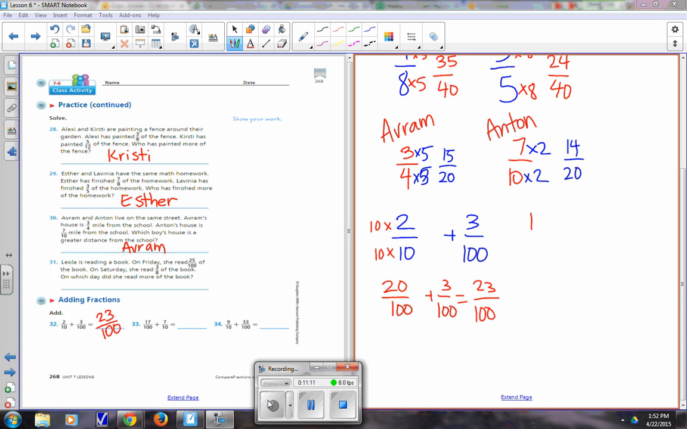Okay, so 17/100 plus 7/10 equals, well, I don't have a common denominator, so times 10, times 10 is 70 plus 17 is 87/100.